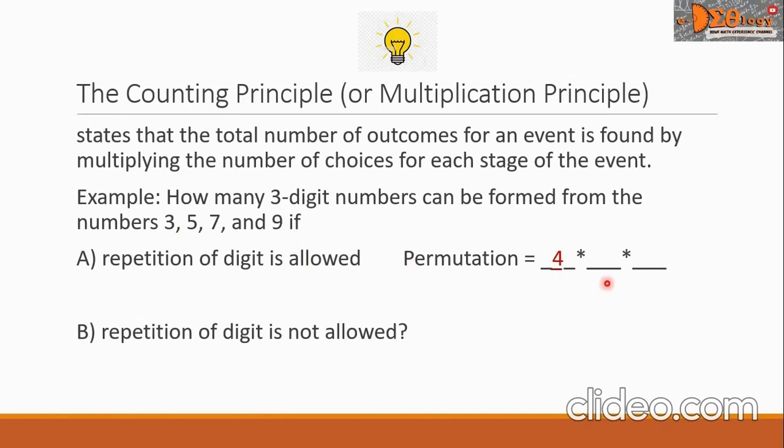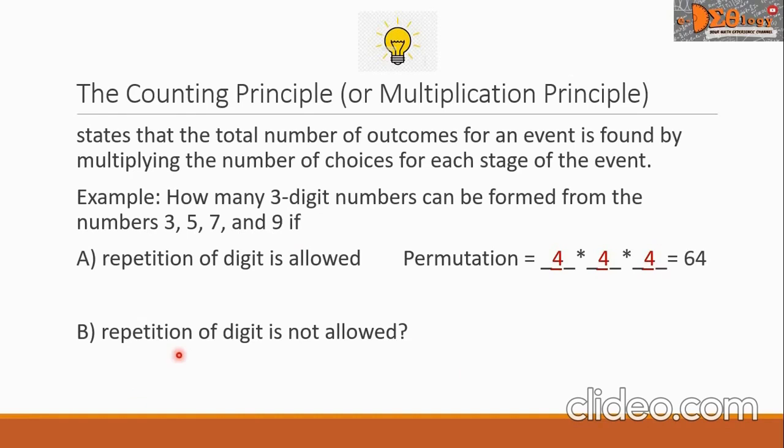For the second blank, since repetition of digit is allowed, there will be 4 choices again. For the third blank, and repetition is allowed, there will be 4 choices also. And then let us multiply these numbers, 4 times 4 times 4, and the answer is 64. There are 64 3-digit numbers.